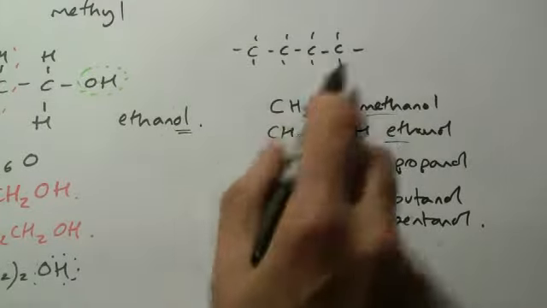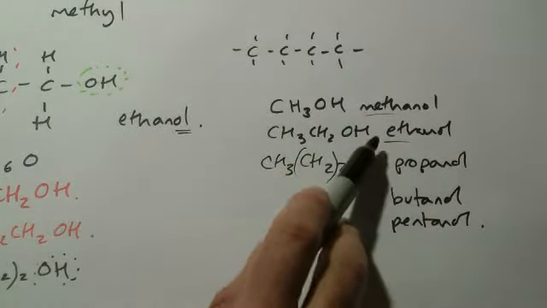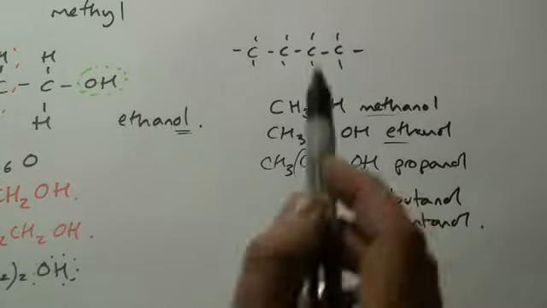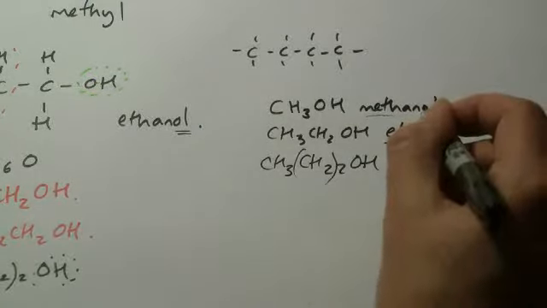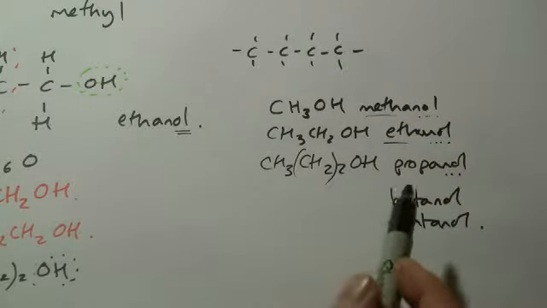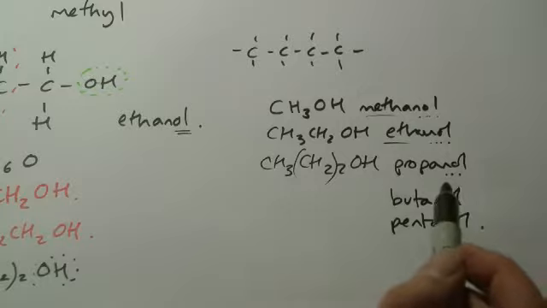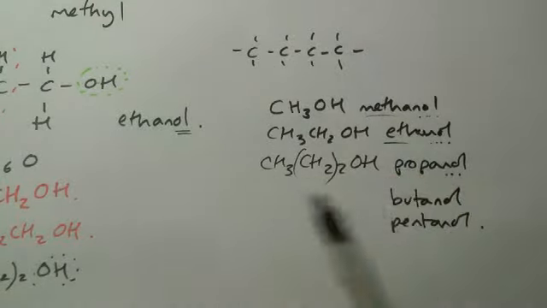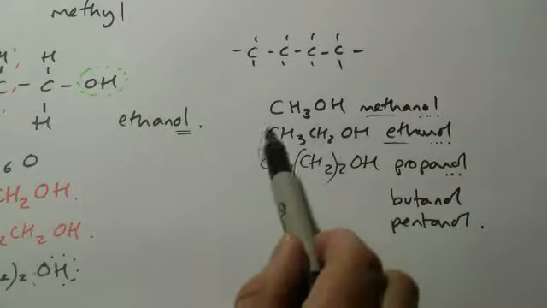Just by adding on these groups, so we had methane, ethane, propane, butane, pentane, hexane, heptane, octane, and so on. So all we've done is change the end of our word to indicate that it's an alcohol by putting OL on the end of it. Okay, so that's how we name these organic chemicals, these chemicals that contain carbon.